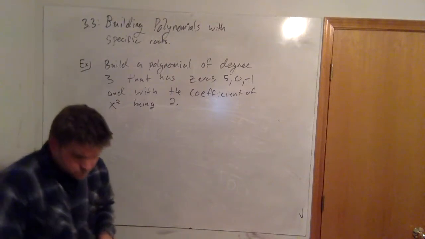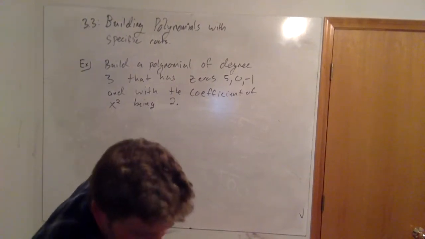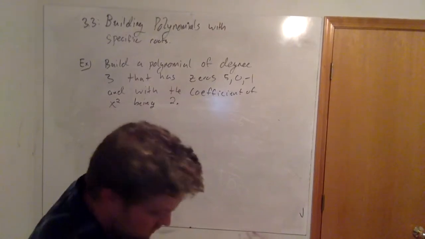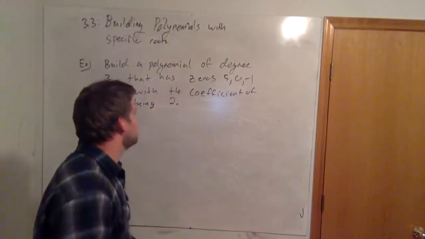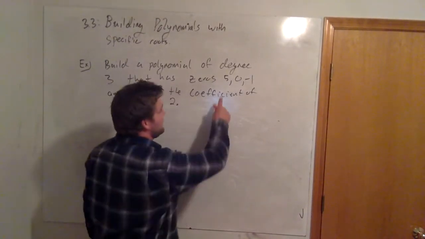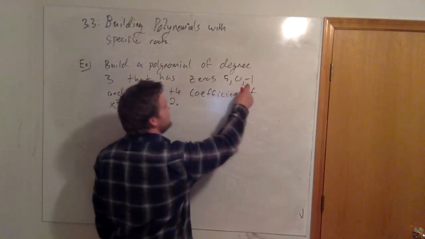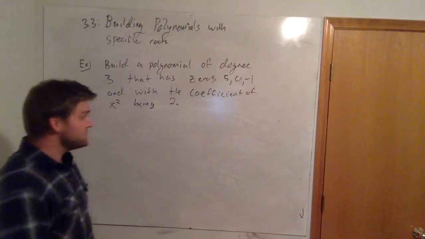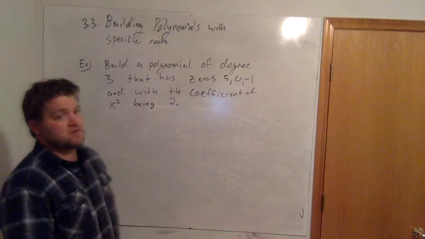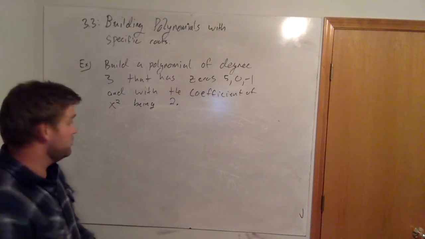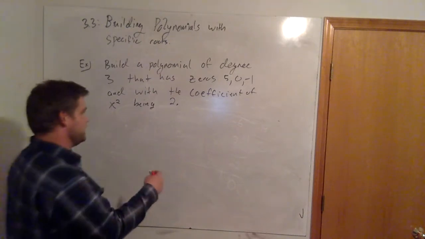Okay, so let's see what we must know about this polynomial. The first thing to know about this polynomial is we have knowledge of its roots. So we know that 5 is a root, 0 is a root, and -1 is a root. So what must this mean? This means I know information about the factored form of the polynomial. So let's try to start building it.